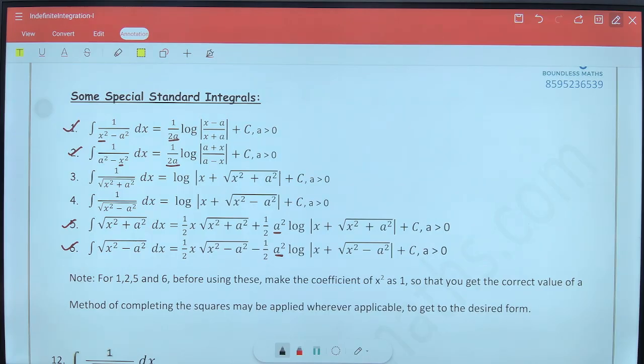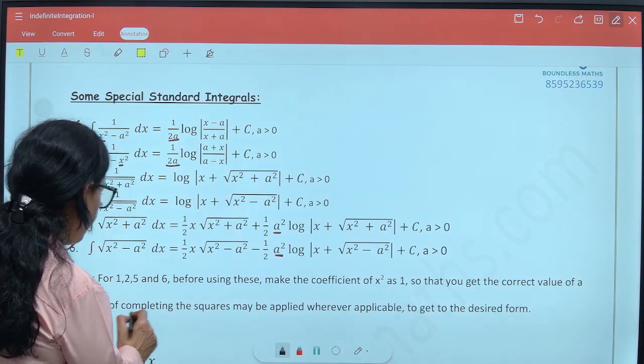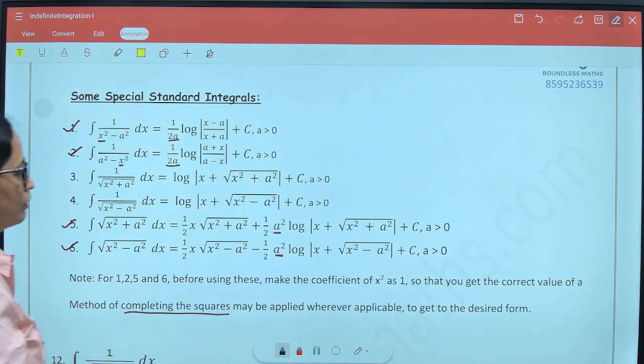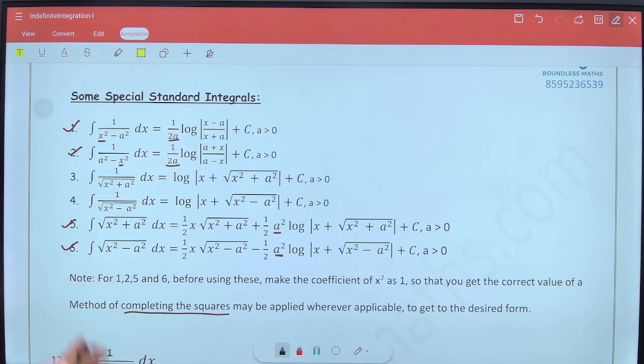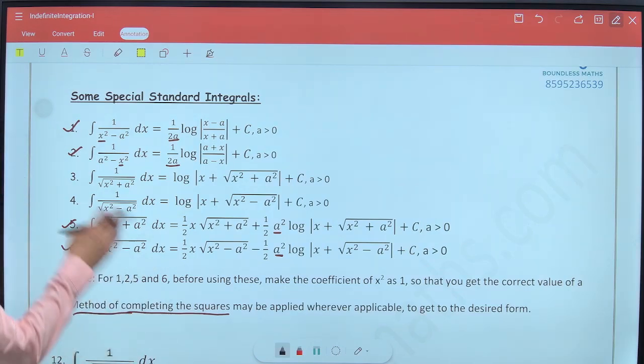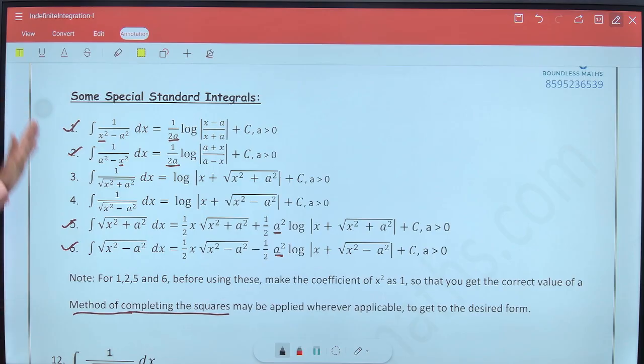Next thing you need to take care of is when you have a square root. Here you could convert it into the form of x square plus a square first. So the method of completing the squares would be useful, which you might have done in lower grades. If you have not done it, we'll do a short recap of what the method of completing the squares is and how we use it here in integration. So these are some standard formulas which you need to learn and apply directly when you are doing integration.